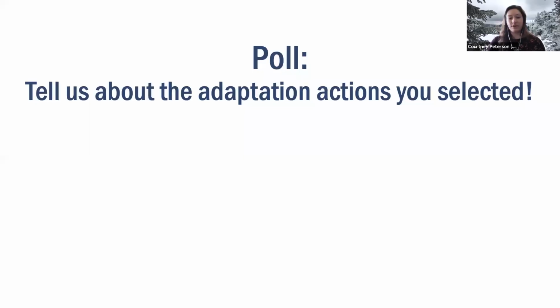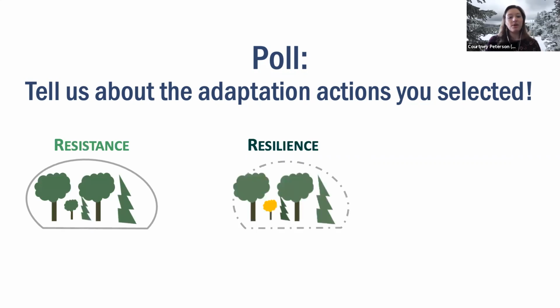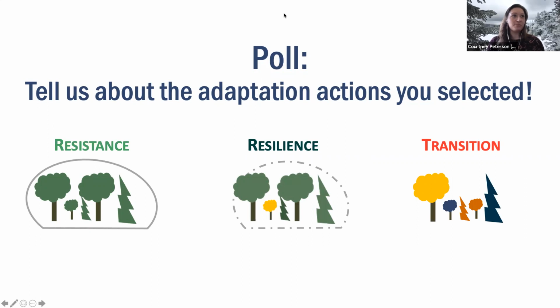Okay, there we go. All right, so what we want to do is just have a quick poll and see what you were thinking about the adaptation actions that you've been thinking about for all of your projects. And so again, thinking about resistance, resilience, or transition, or a combination of all of them. And so there are 2 questions. The first one is really asking, what categories would you say your identified actions fall into?